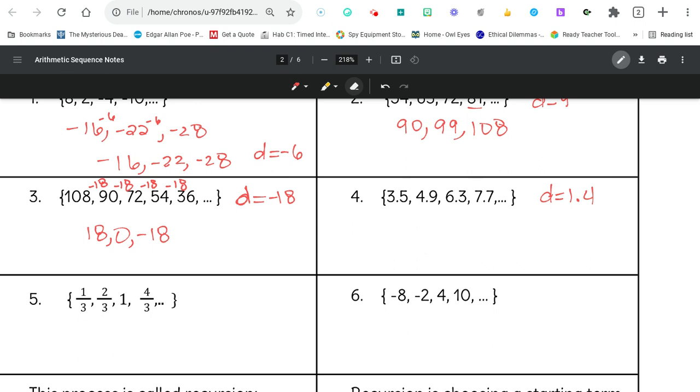All right, so I'm going to add 1.4 to 7.7, and I get 9.1. Add 9.1 and 1.4, I get 10.5. Then I get 11.9. All I'm doing is adding 1.4.